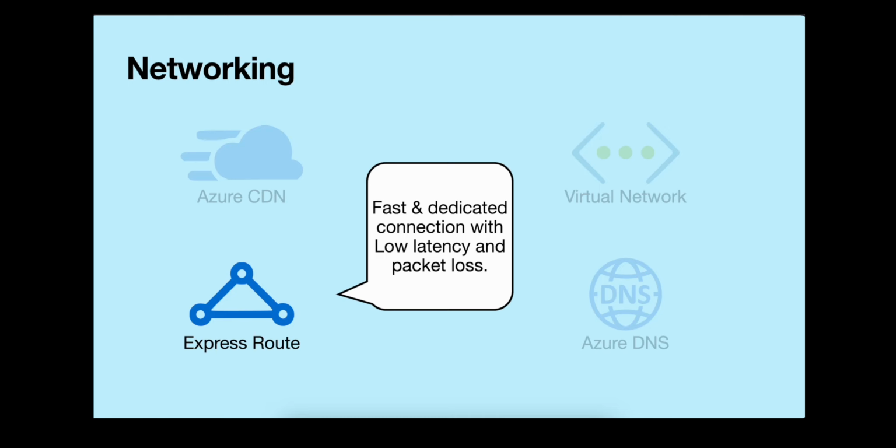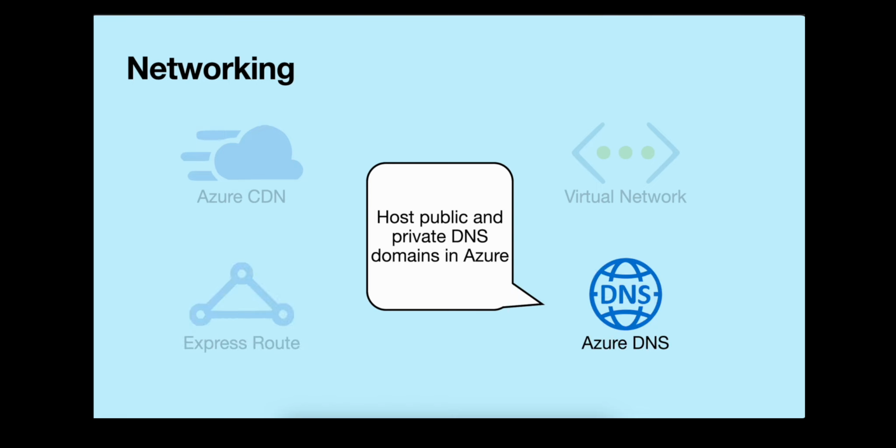Then comes the Express Route. Express Route is a private connection service that allows businesses to securely and reliably connect their on-premise resources to Azure. It provides fast and dedicated connection that is not subject to the same latency and packet loss as public internet connections.